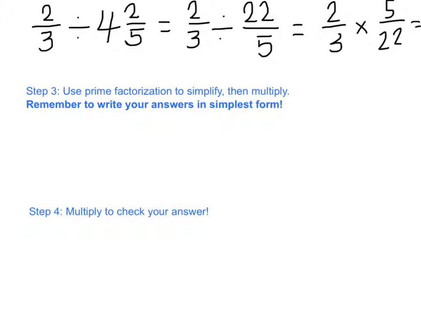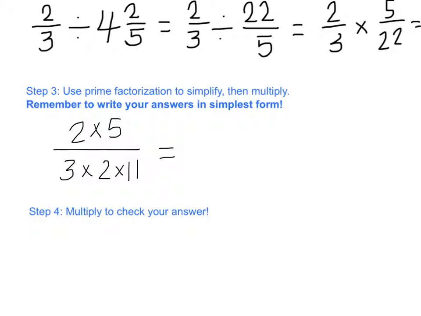So let's look at our numerator. Is 2 a prime number? Yes. Okay, good. So we can keep that in our numerator. Is 5 a prime number? Yes. Okay, it can stay. That's our numerator. What about 3 in the denominator? Is that a prime number? Yes. Okay. Is 22 a prime number? No. What's the prime factorization of 22? Shelley? 2 times 11.